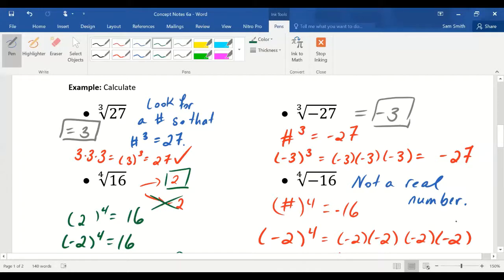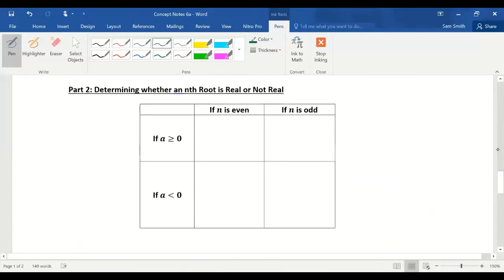And in one of these cases, the result was not real. It was not possible to find a real number whose fourth power was negative 16. Now, to summarize some of the thought processes there, let's go for the following table. Determining whether an nth root is real or not real, and here are our four different cases.